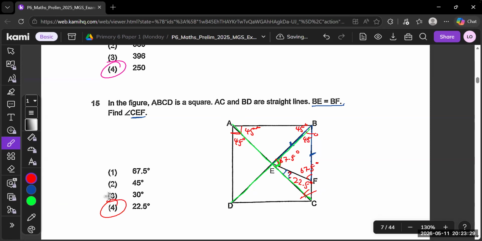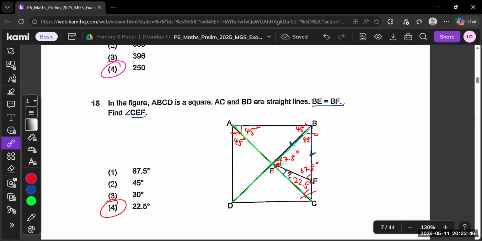I forgot to give you the answer. So question 15, answer number 4. So not hard. I don't think it's very hard. Unless you don't know that this is a right angle, then you can't get the answer already. Otherwise it's actually quite easy to get the answer.